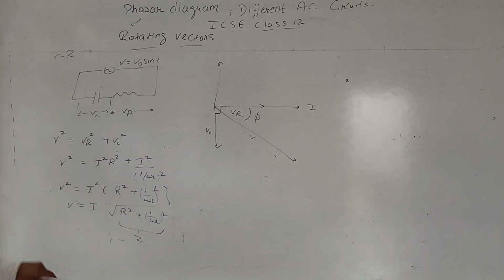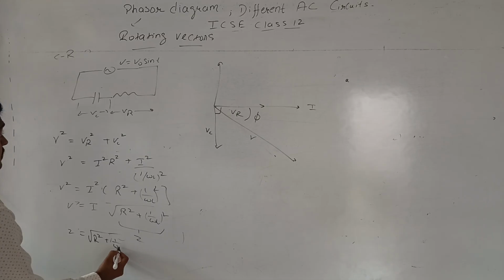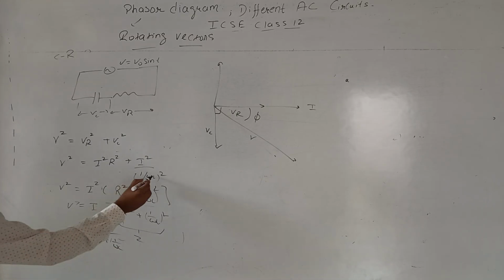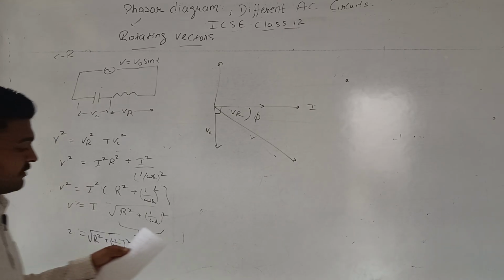So from here, with V equal to I into Z, this will be the total impedance Z. Z will be the square root of R squared plus 1 by omega C squared. This will be the impedance, and similarly we find the angle tan phi.